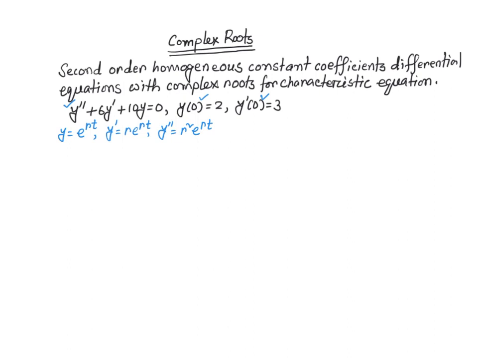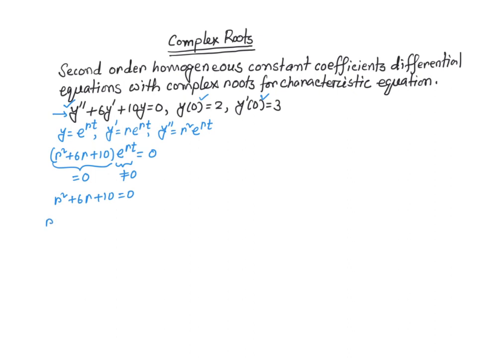Now we plug in these values into this differential equation to get the following, which is r square plus 6r plus 10 times e to the power rt. I just factored out the e to the power rt, and that should be equal to 0. Now, this function e to the power rt is an exponential function, hence it cannot be 0. So the other quadratic function should be 0, right? So that leads to r square plus 6r plus 10 is equal to 0.